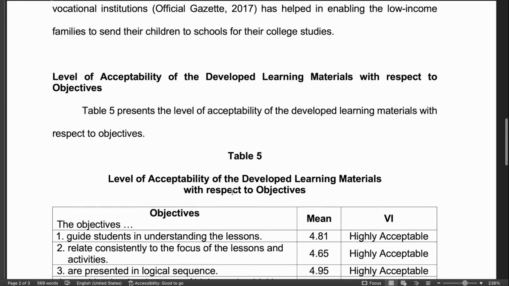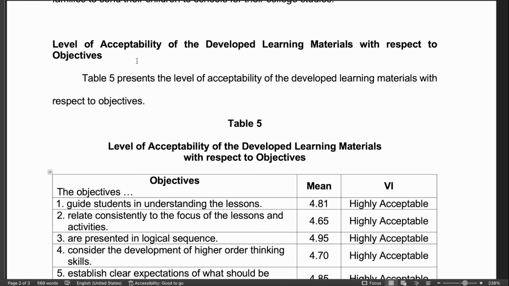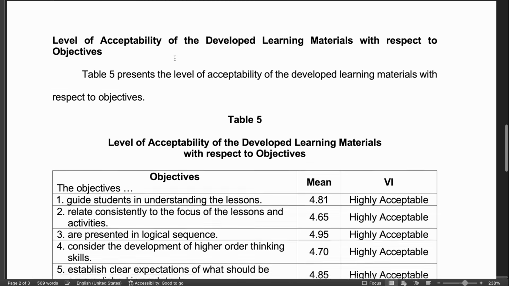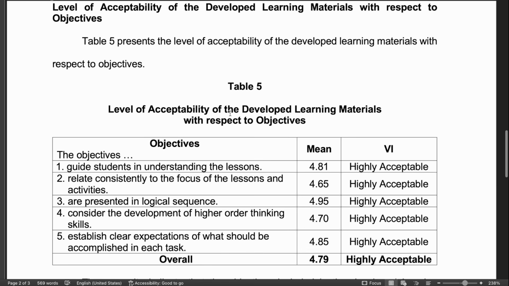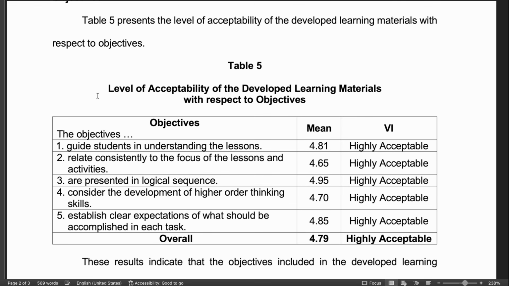Okay, another example is level of acceptability of the developed learning materials with respect to objectives. Dito naman, kung nagbuo ka halimbawa ng set of learning materials, karaniwan ito yung ginagamit. So introduction: Table 5 presents the level of acceptability of the developed learning materials with respect to objectives. Okay, Table 5, tama. Naka-inverted pyramid, tama.